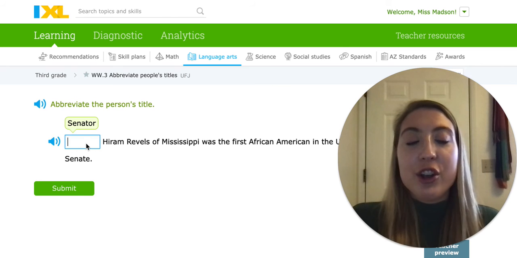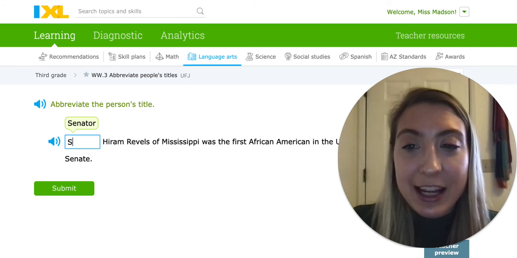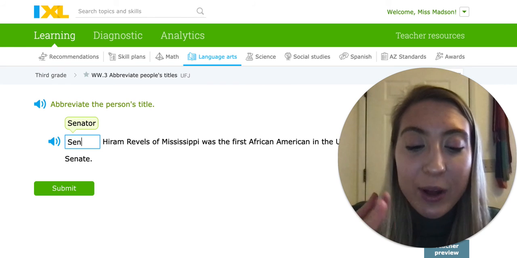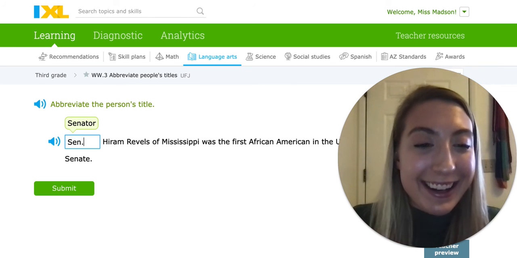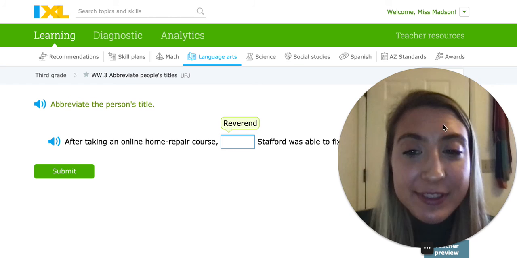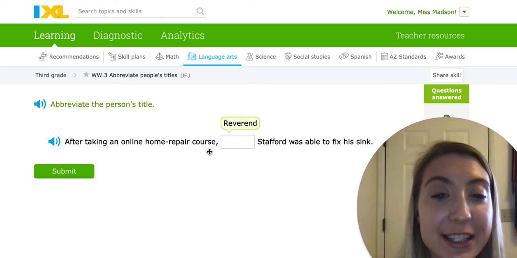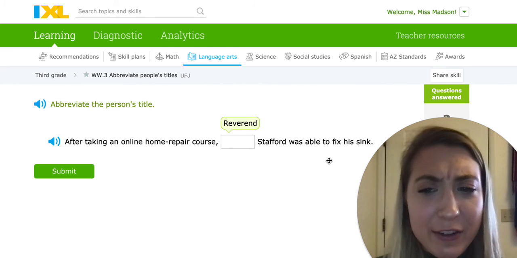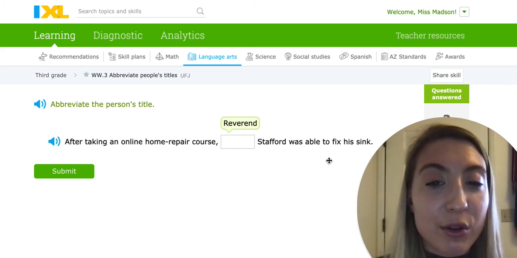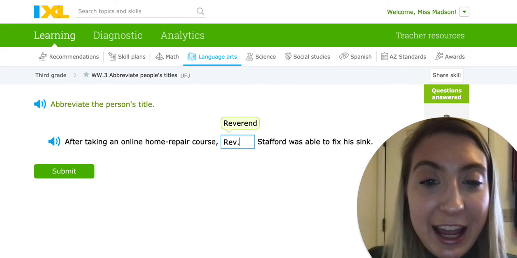Now I have to think. I have Senator. I know the first letter is capitalized. It's also the first word of the sentence, so it has to be capitalized. For Senator, that is the first 3 letters of the word, S-E-N, and I always add a period at the end. Now we're going over Reverend. After taking an online home repair course, Reverend Stafford was able to fix his sink. So now I have to think, okay, Reverend. If I think back to when we just went over our abbreviations, Reverend is the first 3 letters as well, and it's always capitalized, and I add a period.